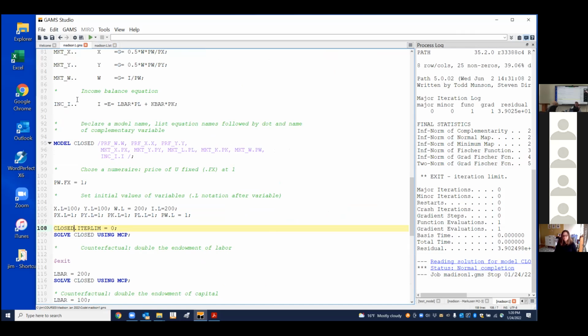Just close Madison 1 and reopen using the command open in new group. Okay. One sec.